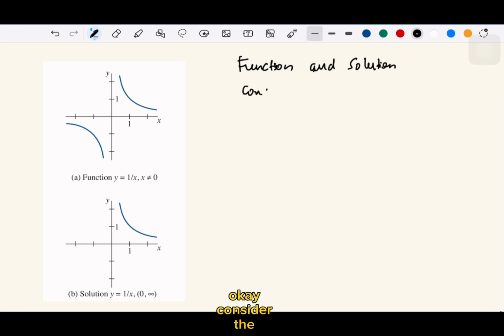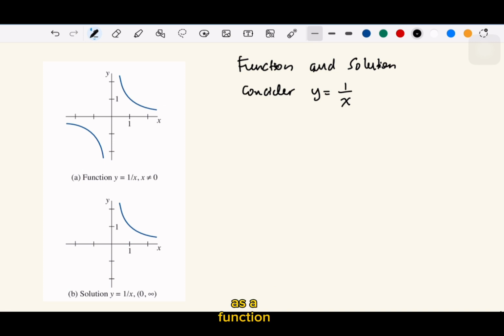Okay, consider y equal 1 over x. The first graph, the top one, is the function y equal 1 over x. Of course, if we graph it, we have the one on the bottom left and the one on the above part, right? And we see that there will be discontinuity at x equal 0. So the curve will not cross x equals 0, right? Or we can say that the domain will be x is not equal to 0.